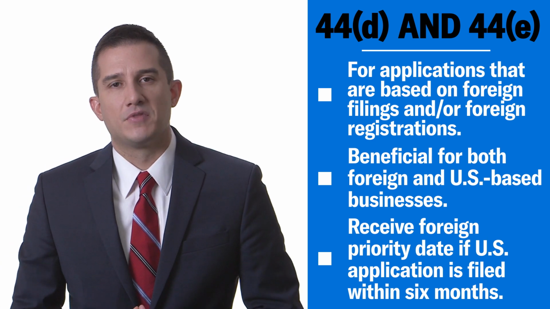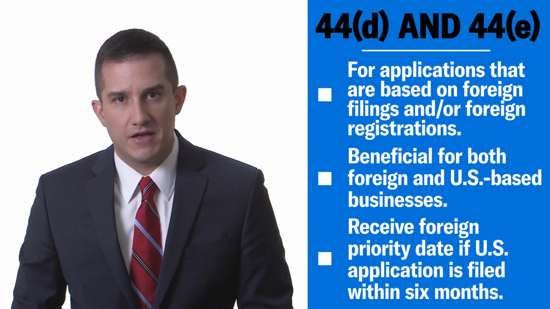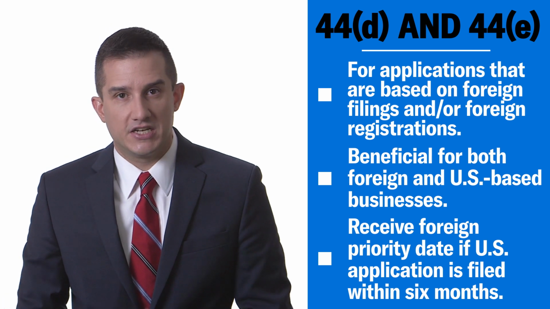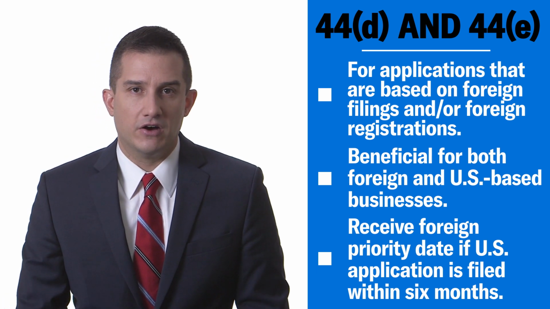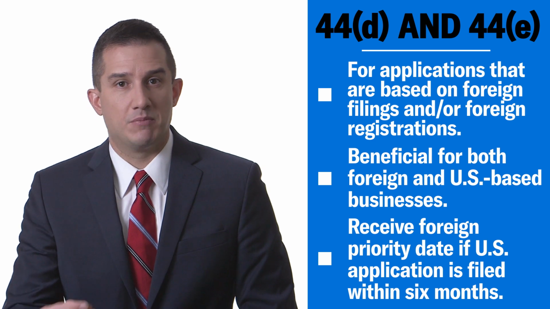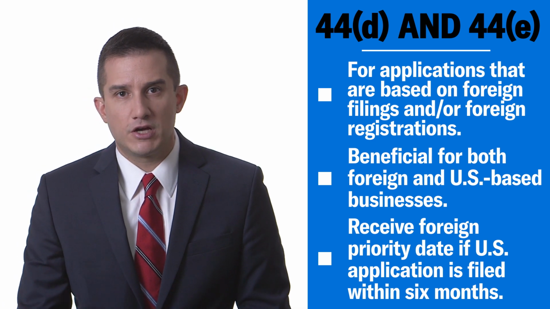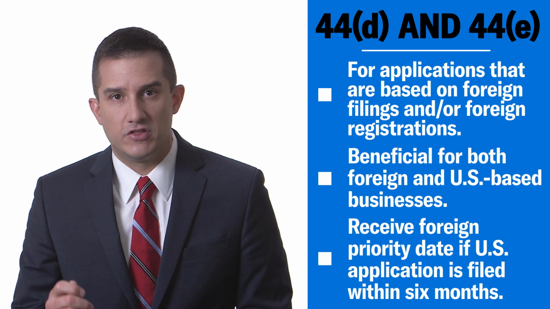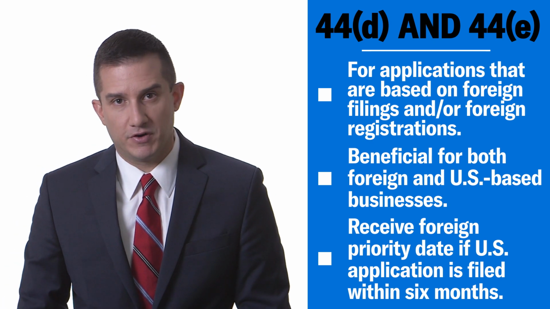So think of it this way. You file an application in the UK on April 1st, 2019. So long as you file your US application by September 30th, 2019, your US priority date will be backdated to the date of the UK application on April 1st. So this is a really cool strategy that you can use for a number of reasons. One, let's say that you are a UK-based business and you want to get rights in the United States. You can file based on that UK application as long as you get it done in the US within 6 months.